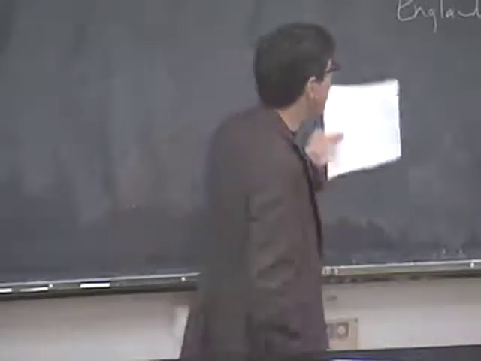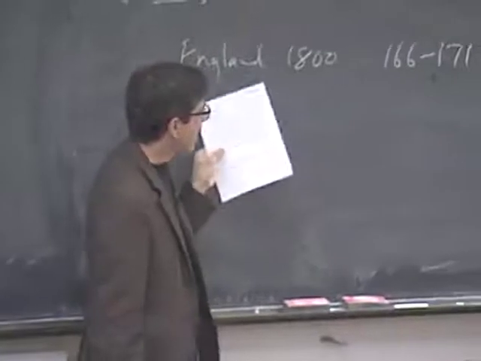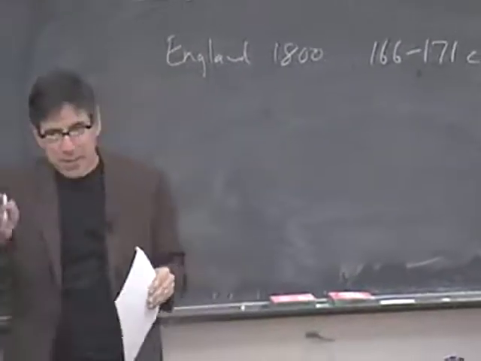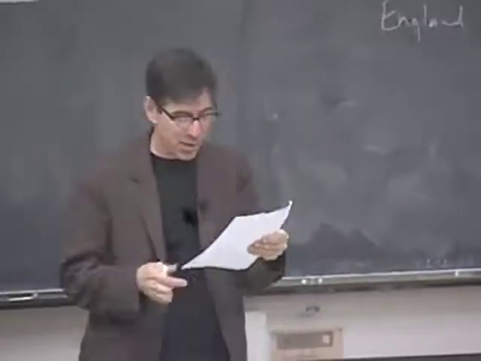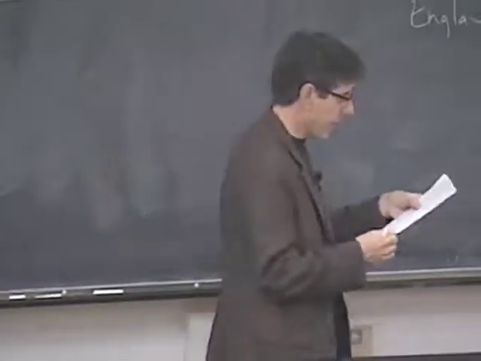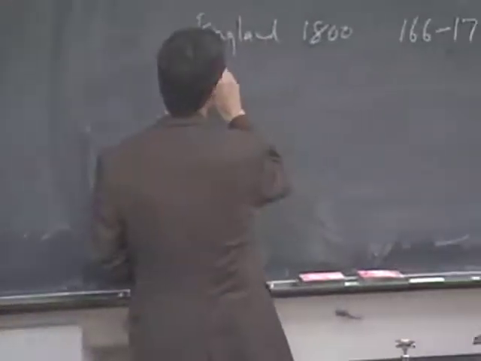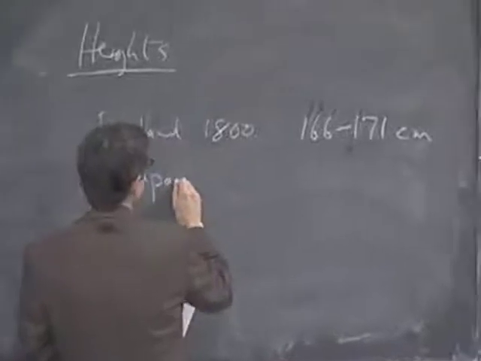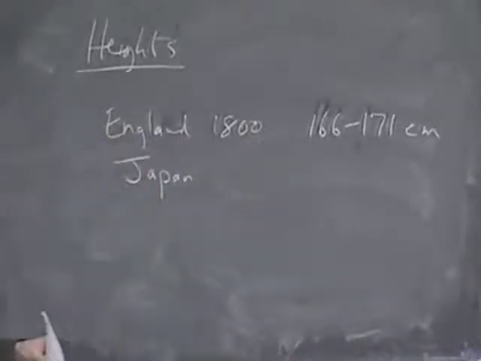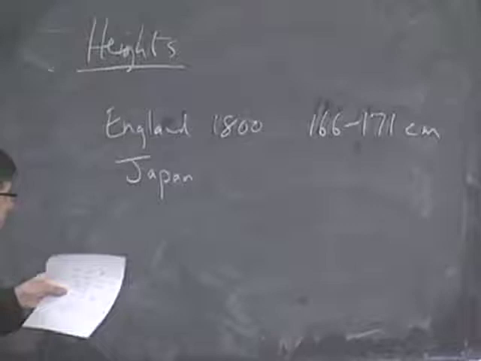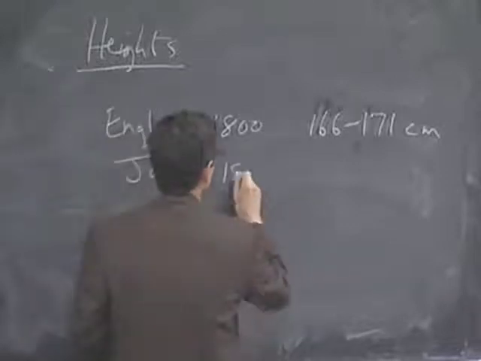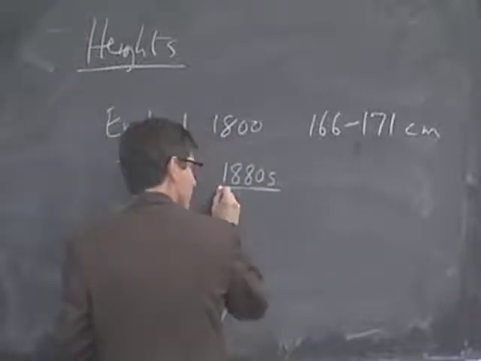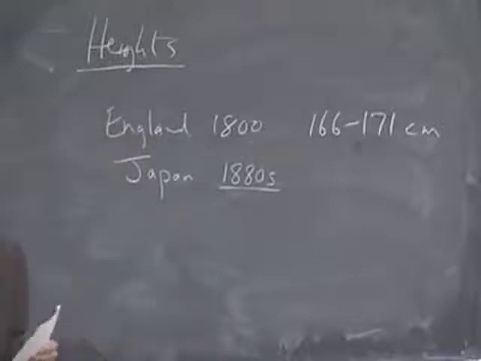Now, first of all, let's think. These are measures around 1800. How does that compare? Remember, England seems to be a relatively wealthy society in this period. How does that compare to other societies? The most dramatic contrast is actually with Japan in this period. And unfortunately for Japan, the first measure we get is for the 1880s.